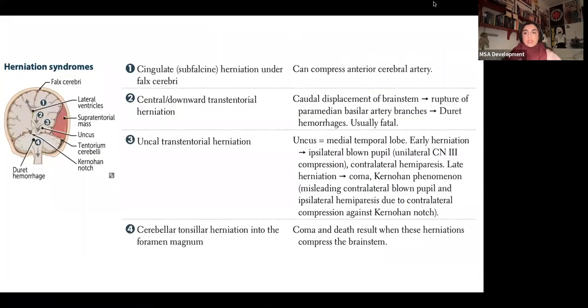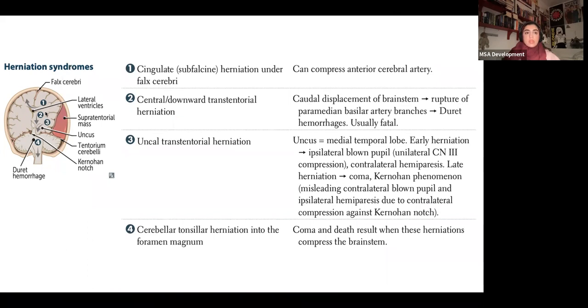Now we move on to herniation syndromes. This is another thing that your OSPE will touch upon a lot, and it's very simple and straightforward to the point. We just need to understand that if a brain moves a certain way, we need to remember again, what is that part of the brain responsible for? How can it be affected if it is compressed, if it is stopped from doing its function, right?